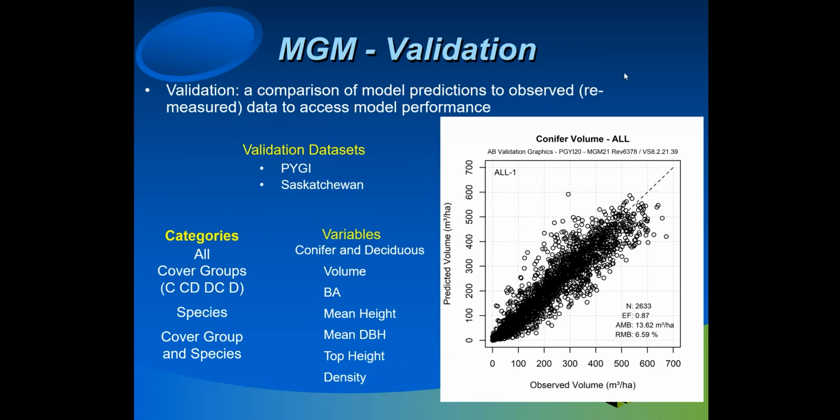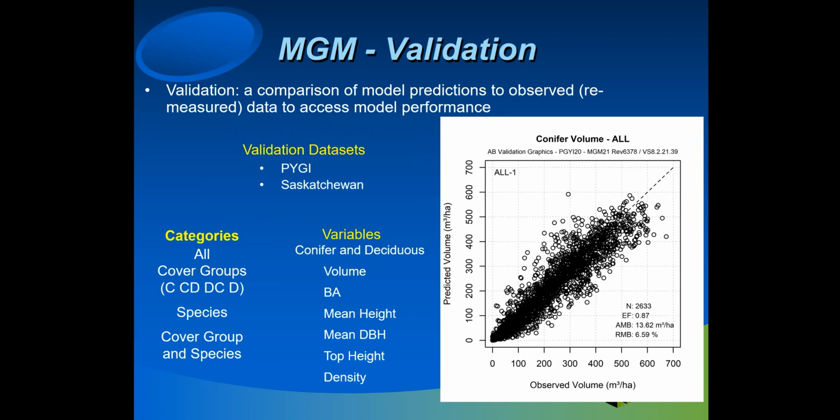So in the validation, again, I'm not going to go through a whole bunch of these. I just want to give you one example of what a validation is. This is a comparison of observed to predicted. The dashed line refers to the one-to-one line. If the model was perfect, all of the points would be along that line. So what we look for is bias. Is the model leaning one way or the other way?